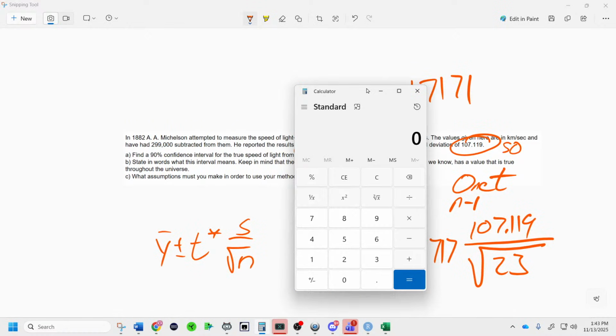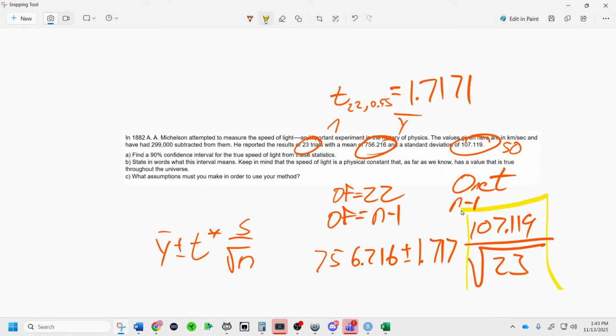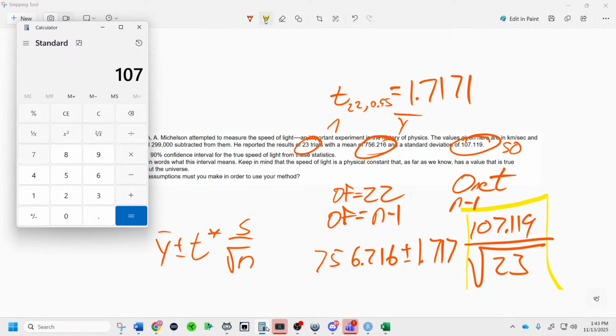Biggest calculator ever. And I always solve this part first, which is the standard error. So when you're solving this, solve this first right here and then multiply by the t for the margin of error. 107.119 divided by the square root of 23, 22.33. So that's the standard error.